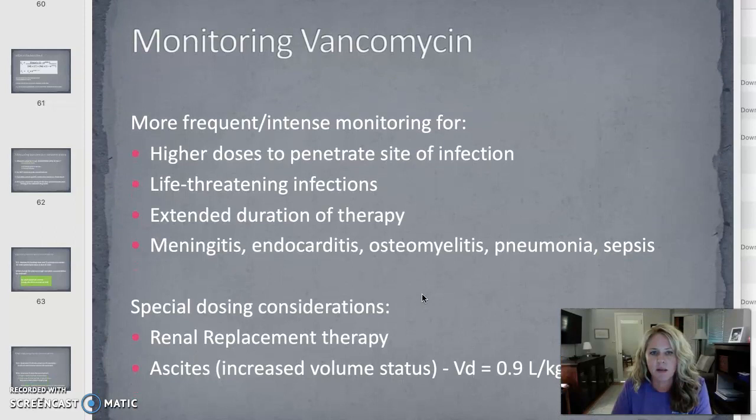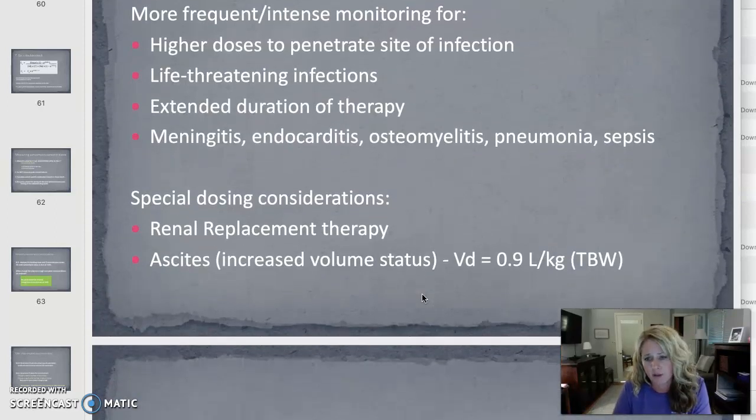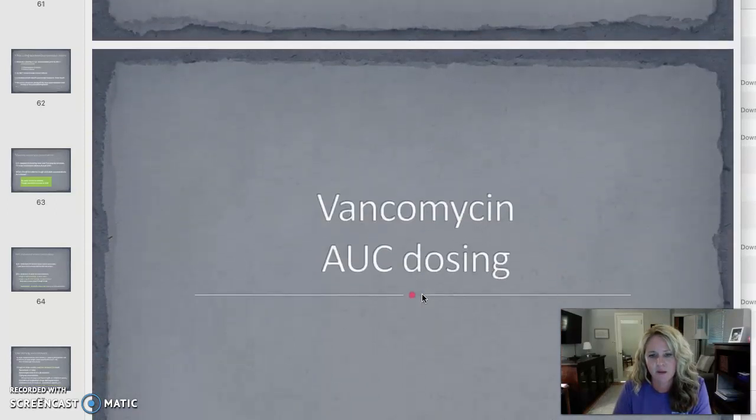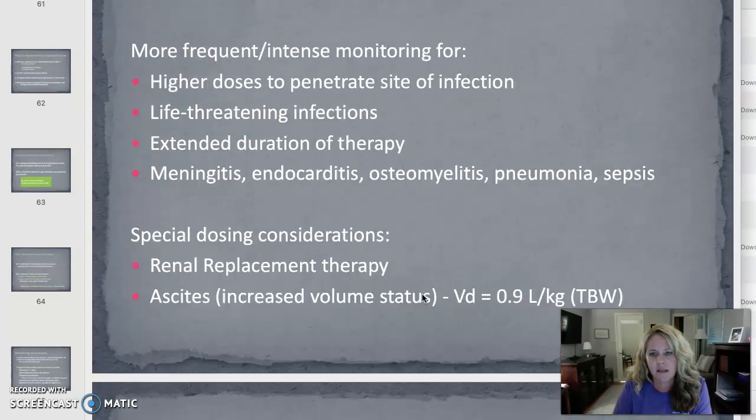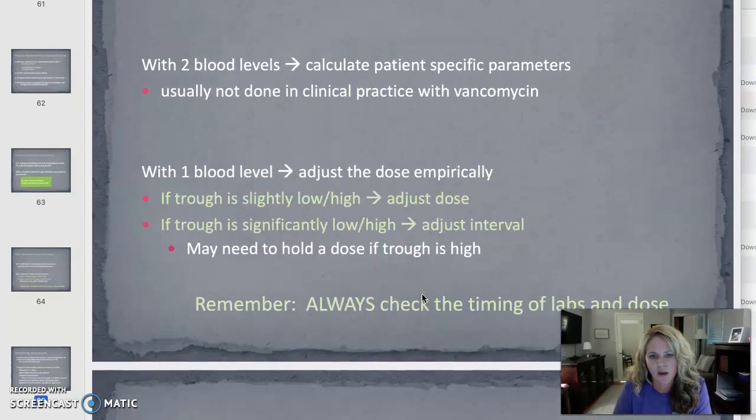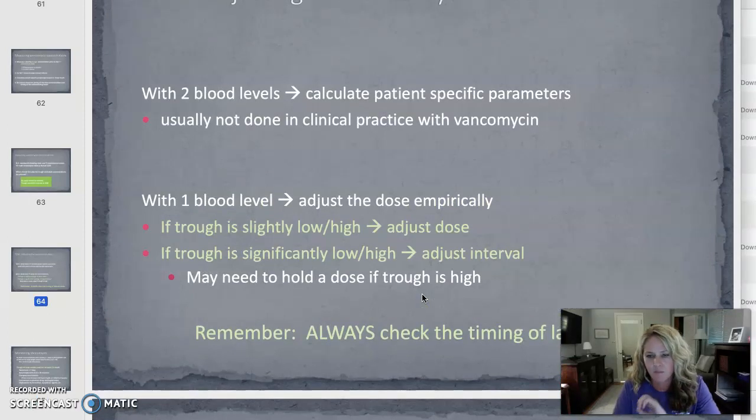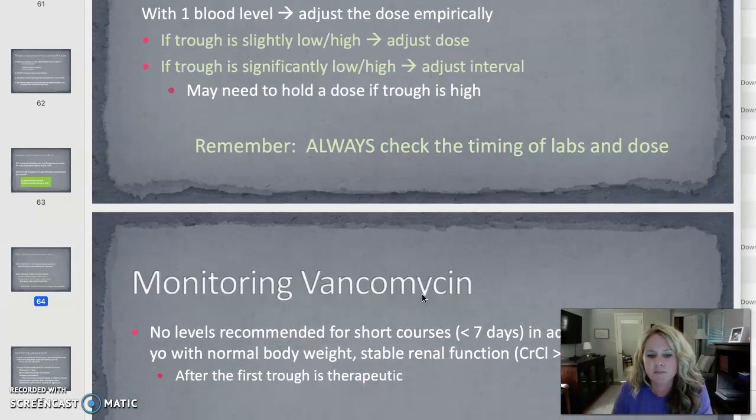For monitoring vancomycin, we use more frequent or intense monitoring if we're using a really high dose or if they have a life-threatening infection, like meningitis, endocarditis, etc. Or if they're on dialysis. Again, you follow the same rules: take these levels and plug them back into the same formulas that we use for aminoglycosides to determine the peak and trough.